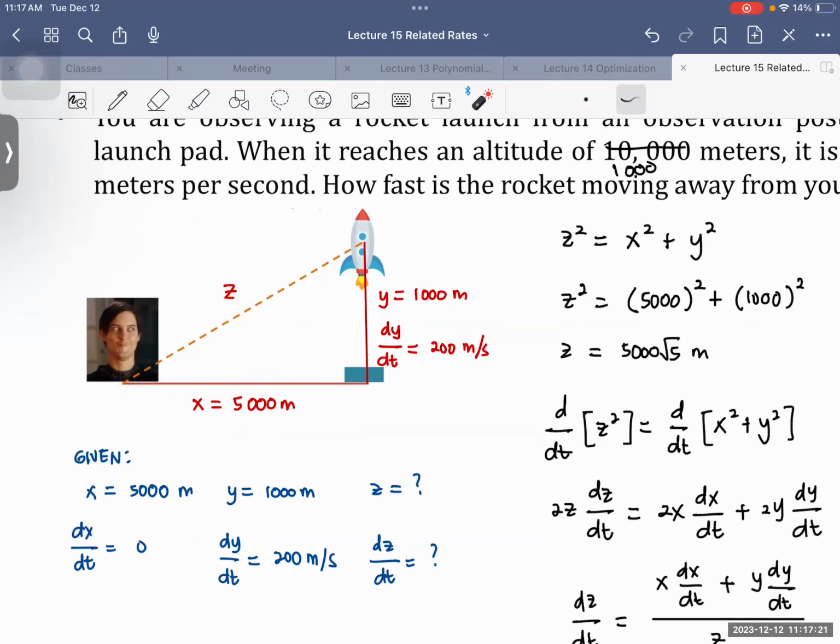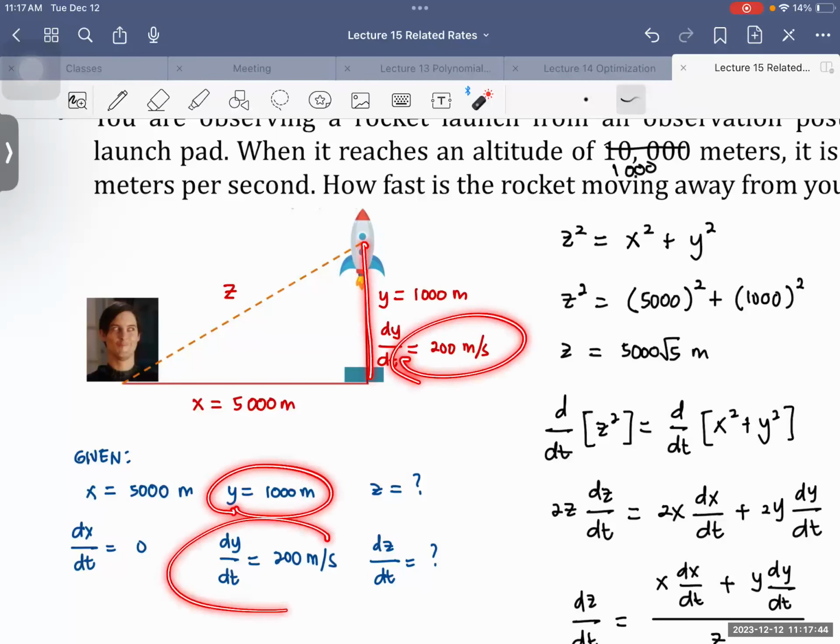The idea is, ga-change ba ang imuhang distance from the launch pad? Di ba wala? Kaya wala man ka nag-move. Gatindog ramak dito. O ang launch pad, fixed na siya. So meaning, wala kay rate of change ani nga distance. Wala ga-change. So dx over dt is 0. Okay. Next is ang y nimo. Y is 1,000. Unsa iyang rate of change daw? 200 meters per second. Okay?